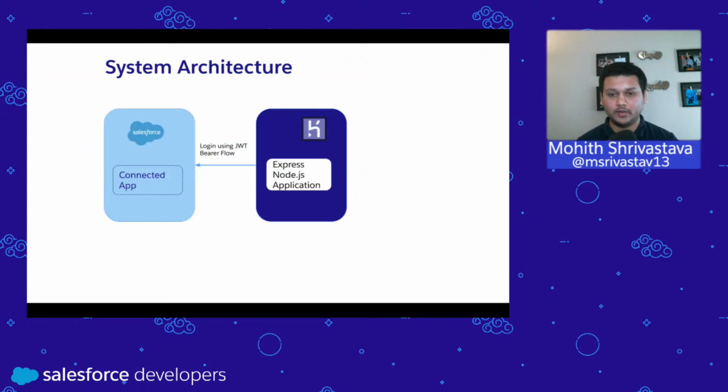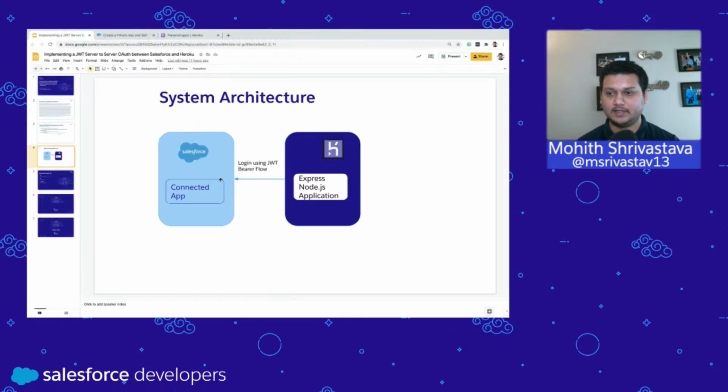So with that, what we'll be doing today is creating a connected app within Salesforce. Then we'll create a Heroku application, specifically an Express Node.js application. And we'll try to log in to Salesforce using the JWT Bearer Flow. We're going to implement some Express code and see how we can log in to Salesforce and then get some data from Salesforce. With that, let's get started and let's keep going.